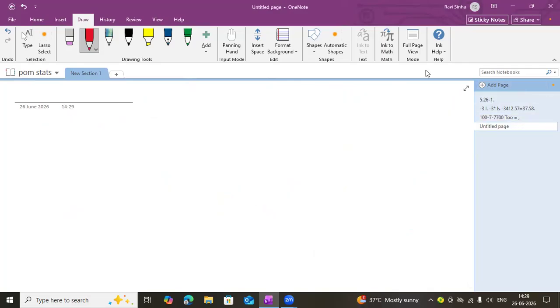Now let us do another problem. How to convert 527 1 by 2% into a fraction? Take 1 minute of your time to solve this question and then we'll proceed with the solution.